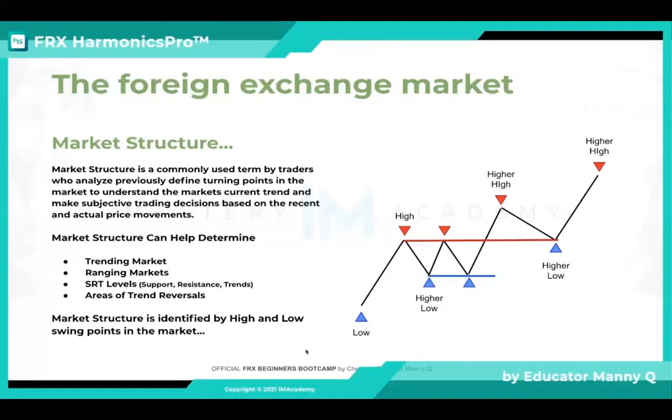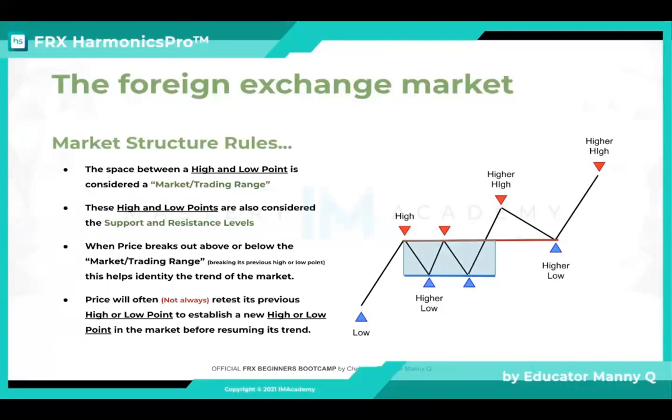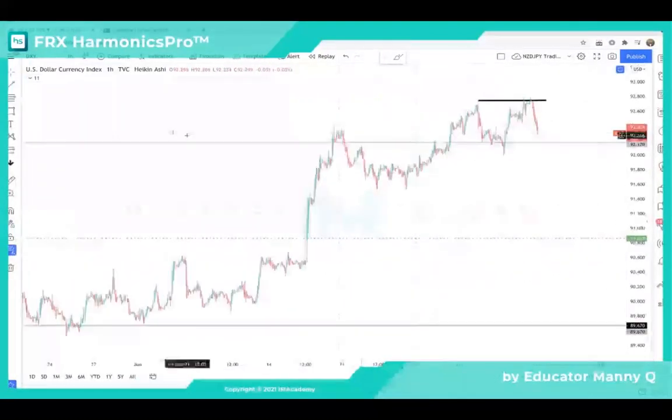As you're looking at this structure, it is helping us to predetermine if the market is trending. As long as the market is making a series of higher highs and higher lows, this is what is considered an uptrending market. When the market is in between two high and low points, this is considered a ranging market or a consolidating market.